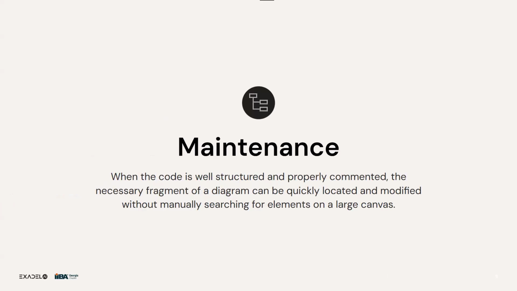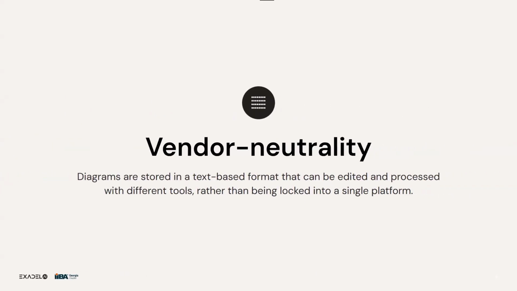As a result, diagrams as code turns diagram maintenance from an occasional task into a natural part of the development process. The third one is vendor neutrality. Diagrams as code reduces dependence on specific vendors and visualization tools. Diagrams are stored in a text-based format that can be edited and processed with different tools, rather than being locked into a single platform.